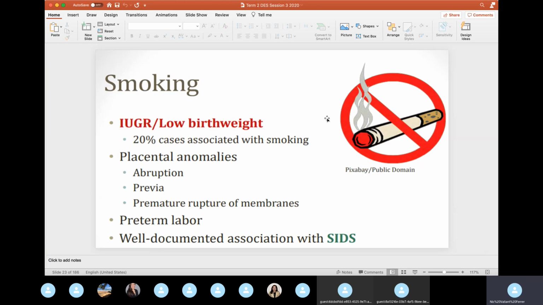What's worse than a mother who's drunk? A pregnant mother who smokes. So if the mother smokes, you can have low birth weight, right? You can have placental anomalies. You can have abruption. You can have a previa. You can have premature rupture of the membranes. And smoking also induces preterm labor. And what's the high yield point here? For smoking, it has an association with sudden infant death syndrome, or SIDS. When I say smoking, you say low birth weight and sudden infant death syndrome, or SIDS.